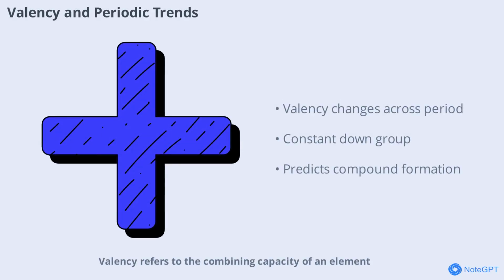Valency refers to the combining capacity of an element, determined by the number of electrons in its outermost shell. Across a period, valency first increases and then decreases, while down a group, elements tend to have the same valency. This trend is crucial for predicting how elements form compounds and participate in chemical reactions.